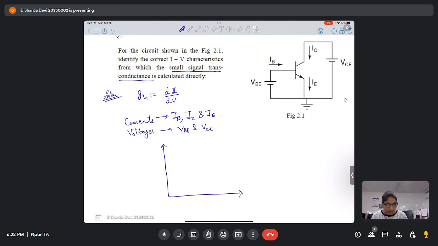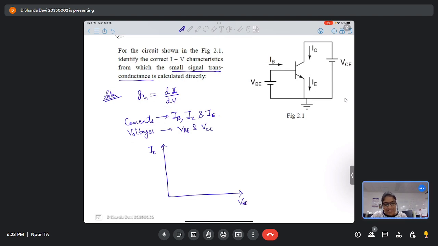On y-axis IC and in x-axis VBE. Yeah, why we went for this combination? Like, what is the reason for selecting this combination? Ma'am, so that we can keep VBE constant and check the change in IC.